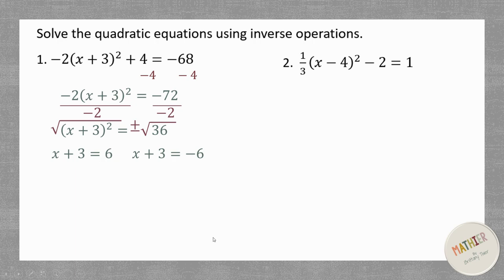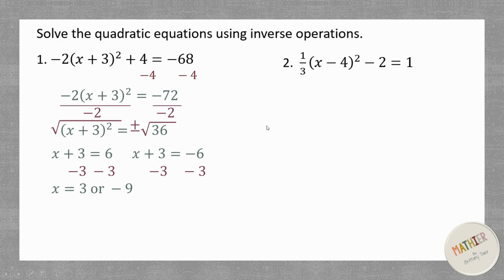So we have two separate equations. So this equation on the left, to solve for x, I would subtract 3 from both sides. We do the same for our equation on the right. So on the left here, 6 minus 3 becomes 3. Over here, when we subtract 3 from both sides, -6 minus 3 becomes -9.